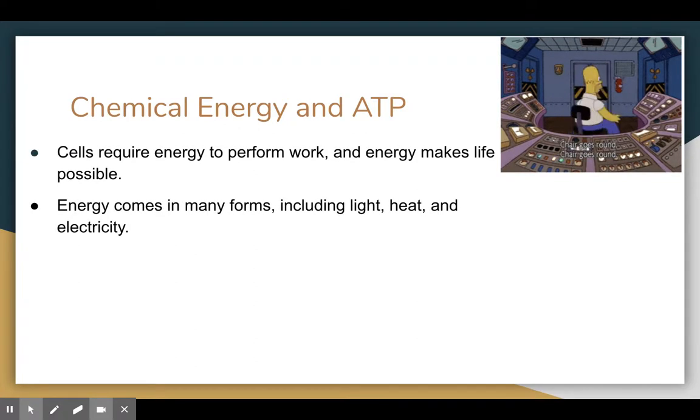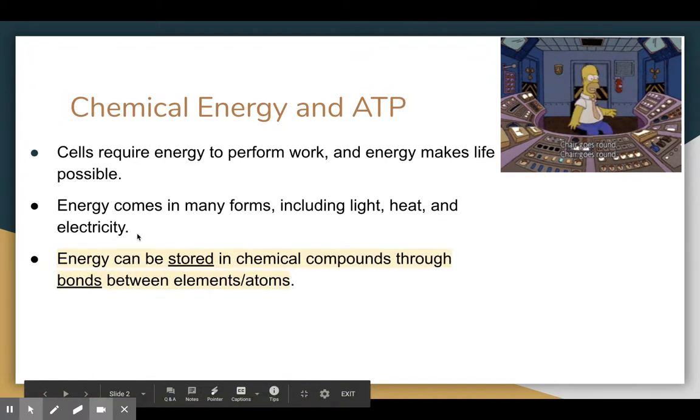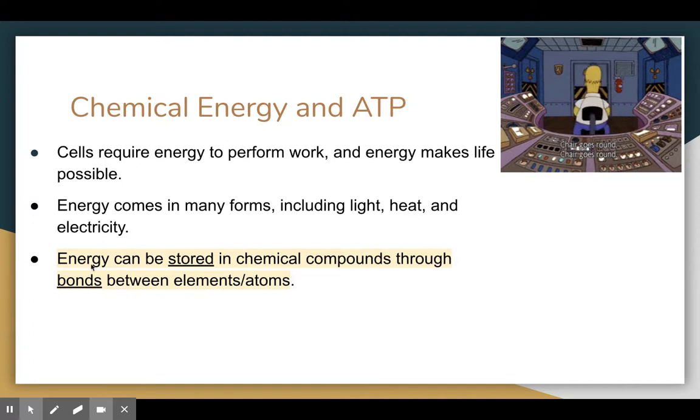Energy can come in many forms, including light, heat, and electricity. So you can get light energy, heat energy, and electrical energy. But we also have chemical energy. Energy can be stored in chemical compounds through bonds between elements or atoms. So elements or atoms, these are words that we started talking about. We're going to get into some examples soon. But whenever you have a chemical bond, I want you to think there's energy being stored in that bond. So if two atoms or two elements are bonded together, there is energy stored in that bond.